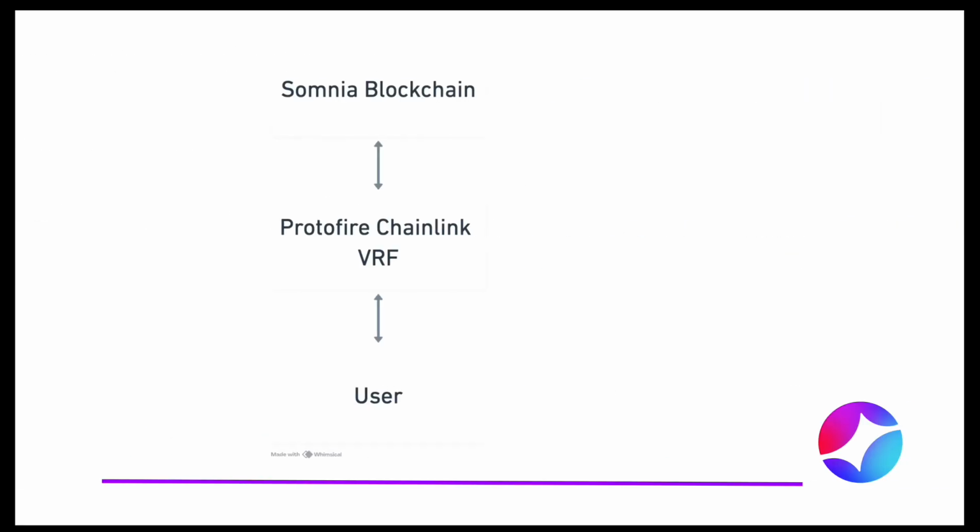This is a visual representation of how the VRF solution works. So you have the Somnia blockchain, and then the Protofire Chainlink VRF service, and then the user. The user makes the request via the Protofire VRF service, and that is finalized on chain, and then a response is returned via the service back again to the user.